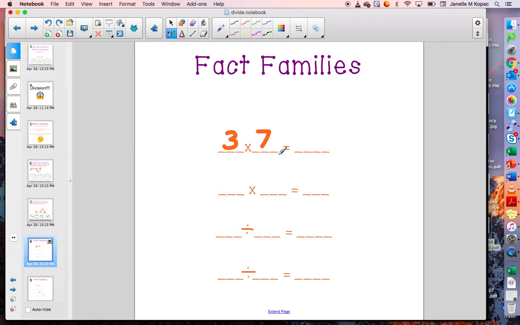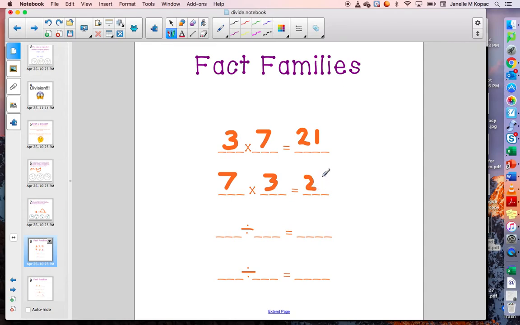3 times 7. Do you remember what 3 times 7 is? 3 times 7 is 21. So 3, 7, and 21 are a fact family. We can use these 3 numbers to make another multiplication problem. Remember, we can change our order and do 7 times 3 equals 21.